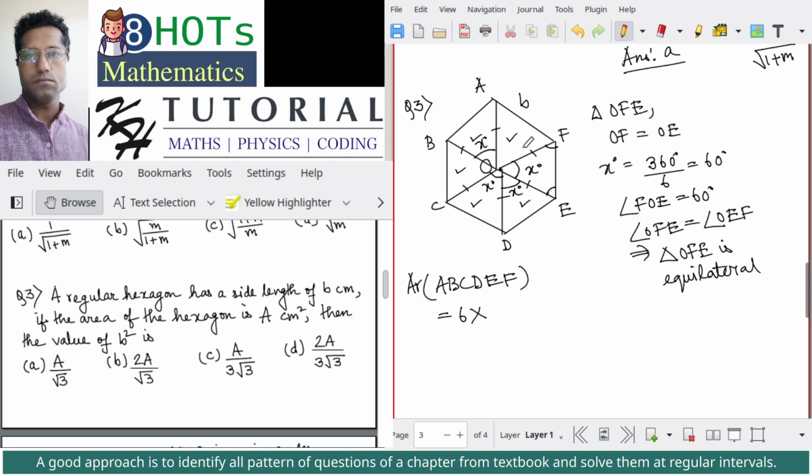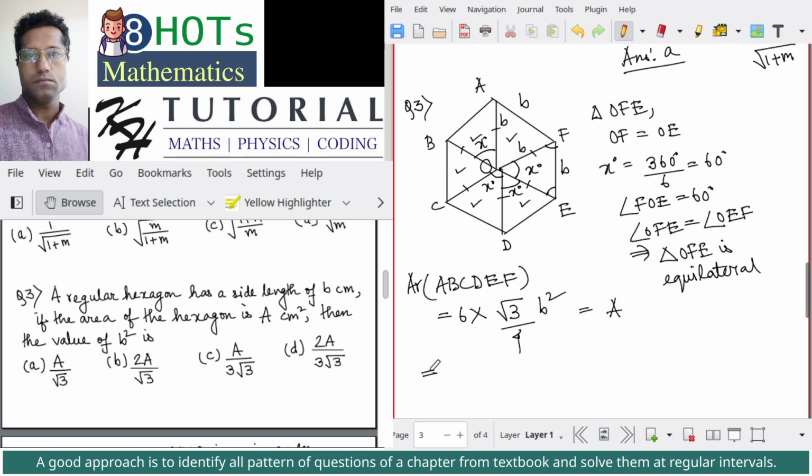Now each of these triangles is an equilateral triangle having side B, because this is B. So this will be B, this will be B. And you know that the area of an equilateral triangle having side length A is root over 3 by 4 A square. So the area of each of these congruent triangles will be root over 3 by 4 B square. Okay. So this is equal to the given A.